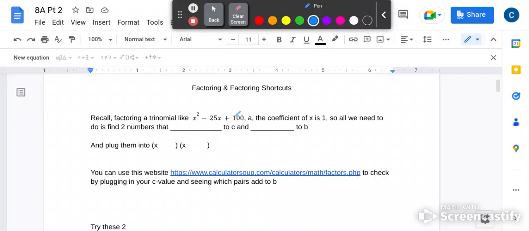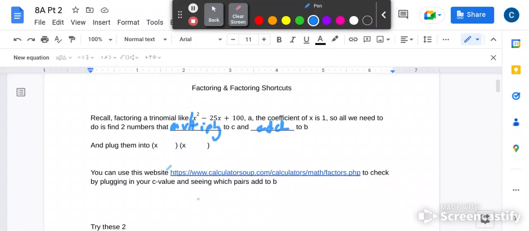plus 100. The coefficient of x squared is 1. Okay, it's just 1x squared there. So all we need to do is find two numbers that multiply to c and add to b. Okay, so we need two numbers that multiply to c and add to b.